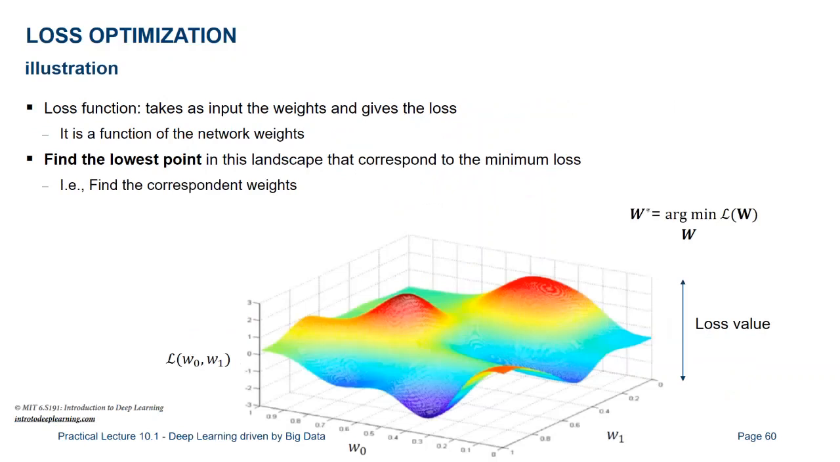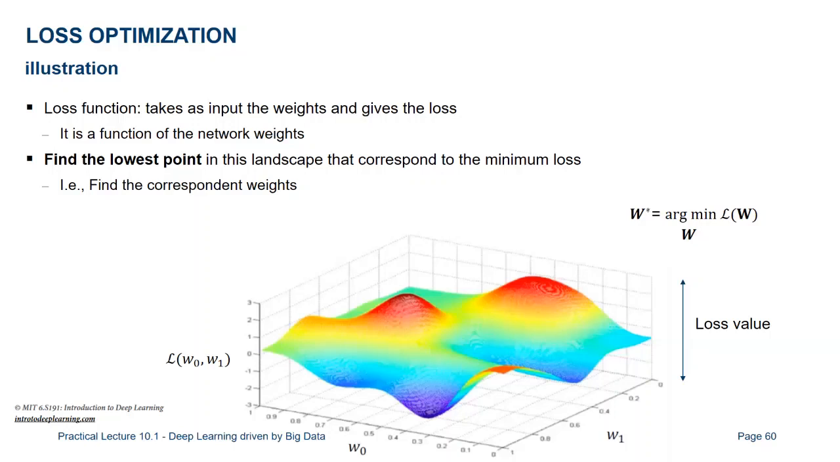So let's now make an example. Maybe visually it will be a bit easier to understand. Let's imagine we have a very simple network. Here we have two weights, W0 and W1, and we have the loss, the value that we get out of this function. What is the objective here? The objective is to find the lowest point in this landscape, which corresponds to the minimum.